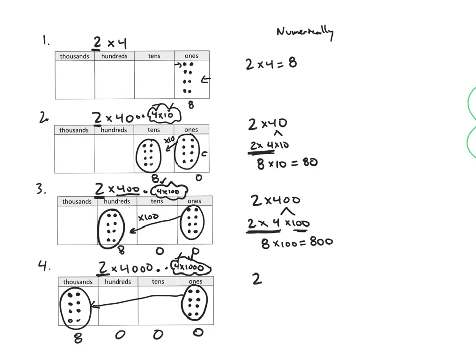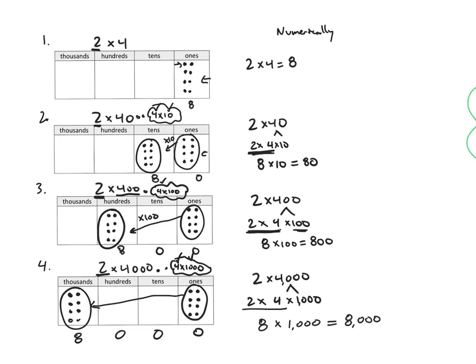So just to show numerically, 2 times 4,000. I'm going to decompose 4,000 into 4 times 1,000. I'm still multiplying by 2. Then I'm going to start just like before with 2 times 4, which is 8. And then 8 times 1,000 is equal to 8,000.